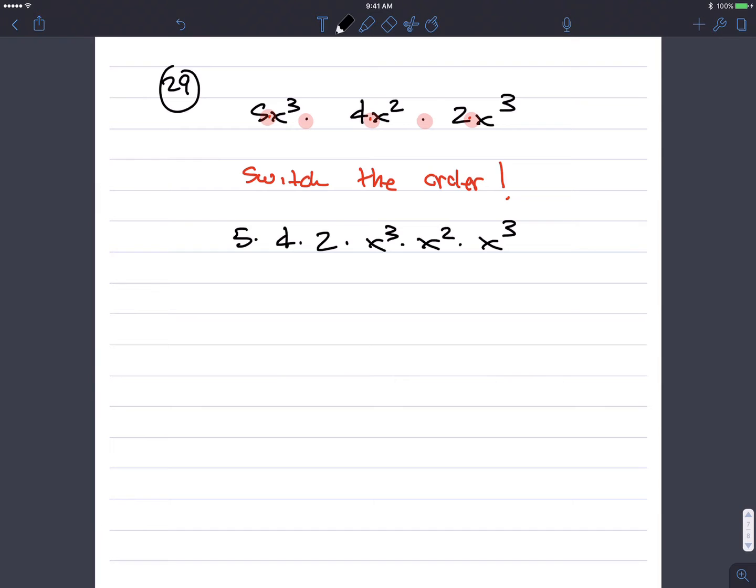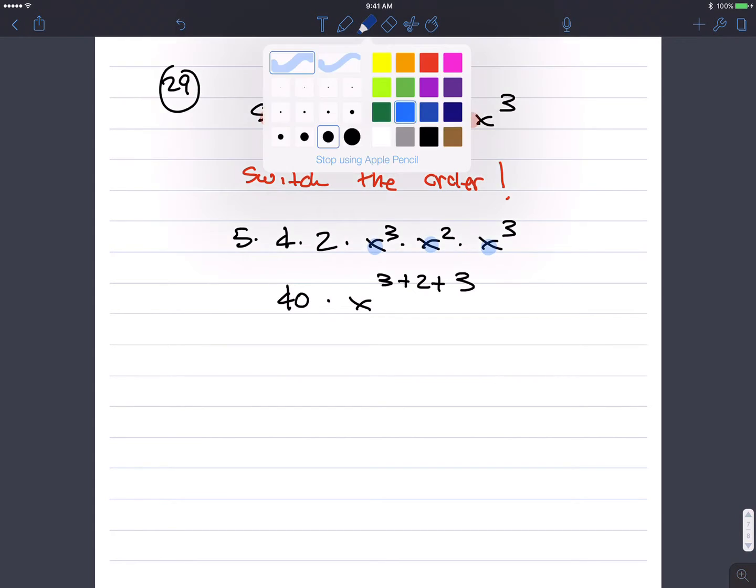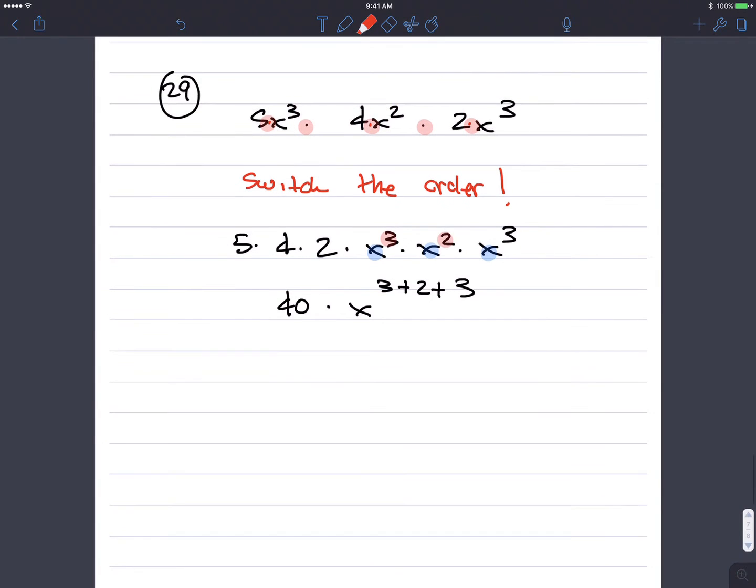5 times 4 times 2. Well, 5 times 4 is 20, times 2 is 40. I'm going to take my base x, and I'm going to add the powers, because same base. Add 3 with 2 with 3. Take that sum here, same base. Keep the base, add the powers. You end up with 40x to the 8th power. You've simplified.